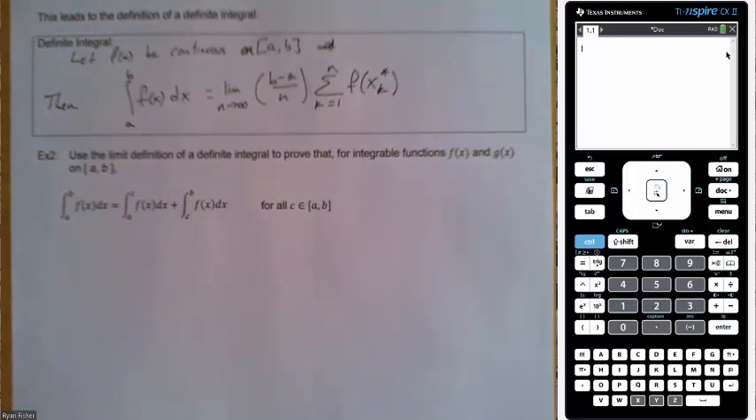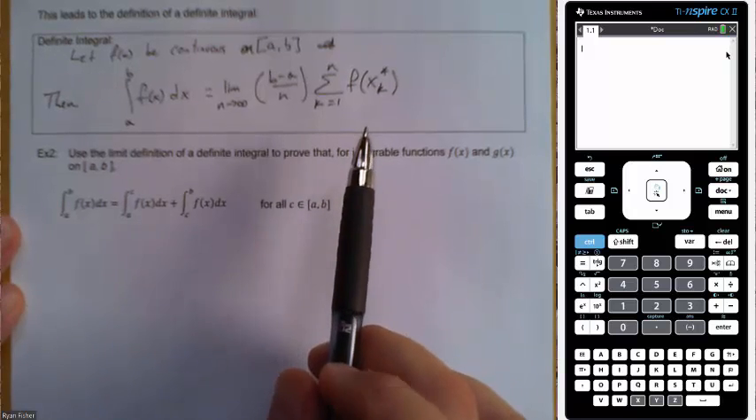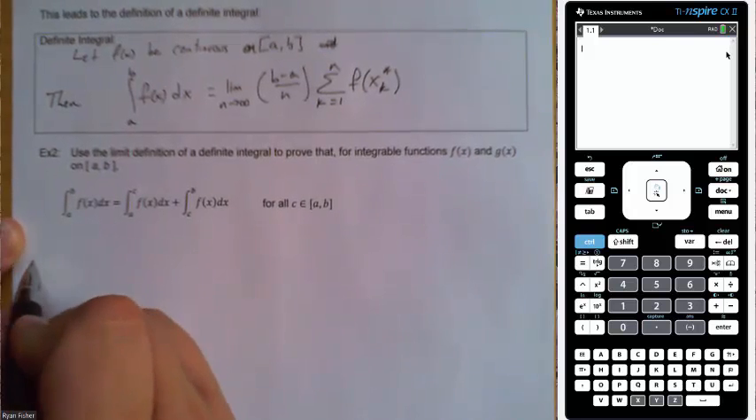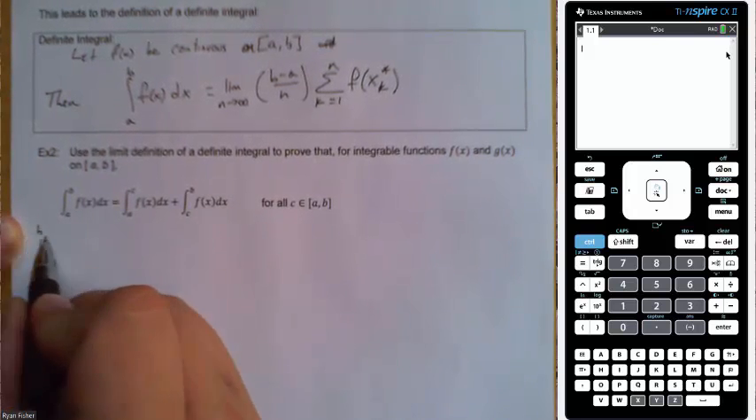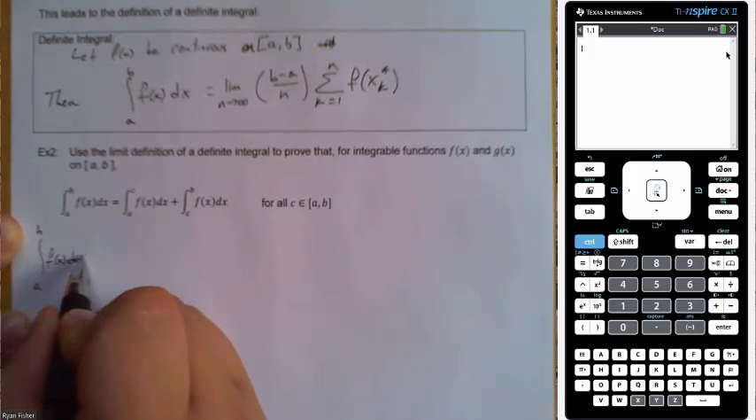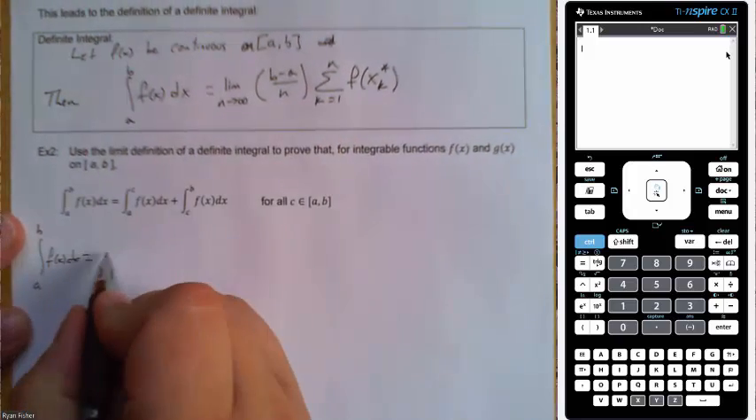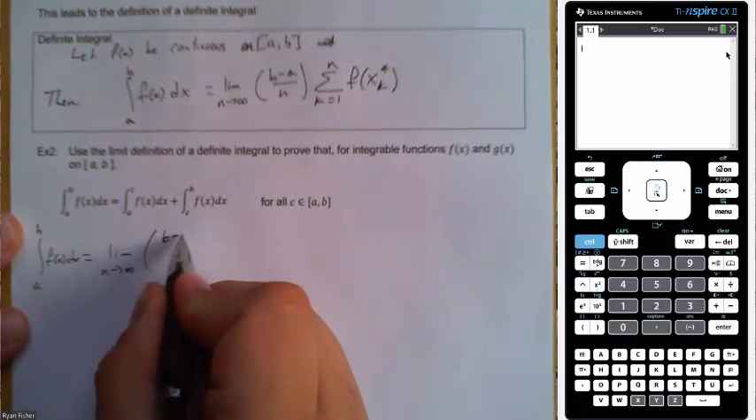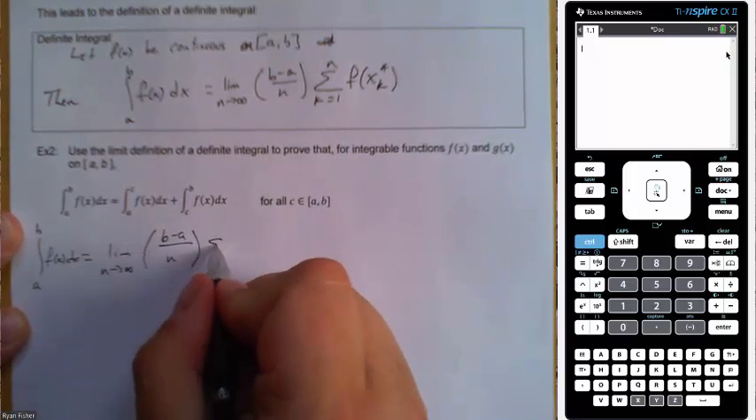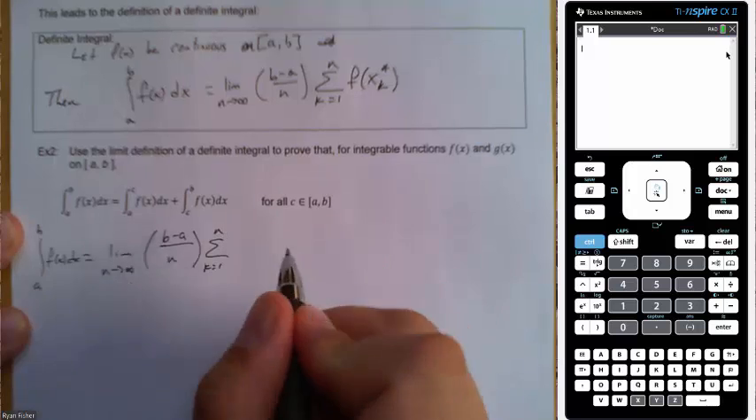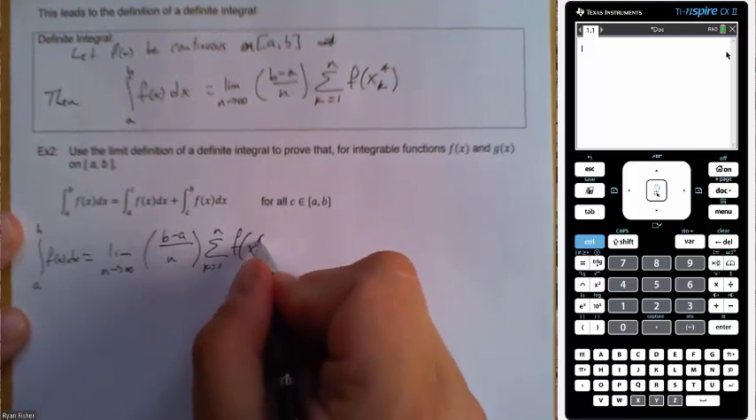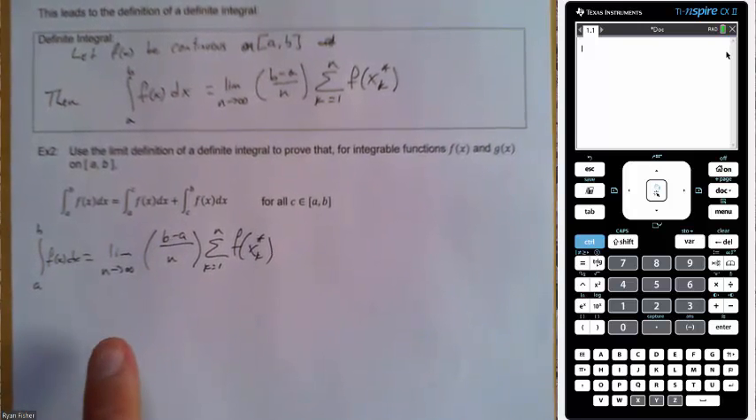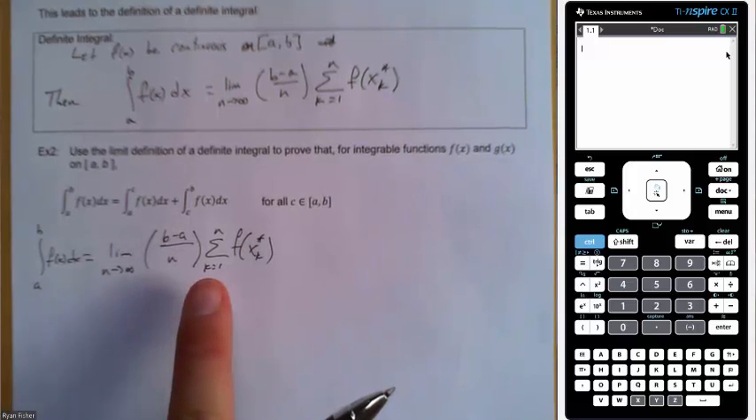Let's make use of this definition of the Riemann integral to show that it does make sense and that it does work. So note that by definition, this integral from a to b of f of x is the limit as n approaches infinity of b minus a over n times the sum of k equals 1 to n of f of x star of k. So this integral is really a sum.